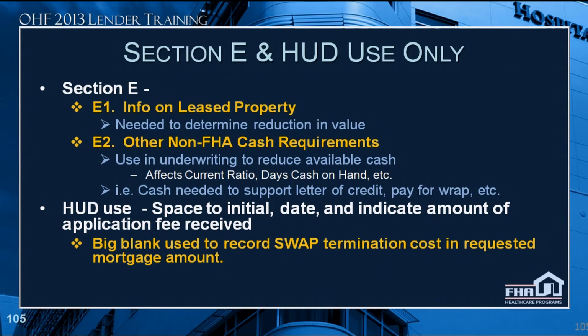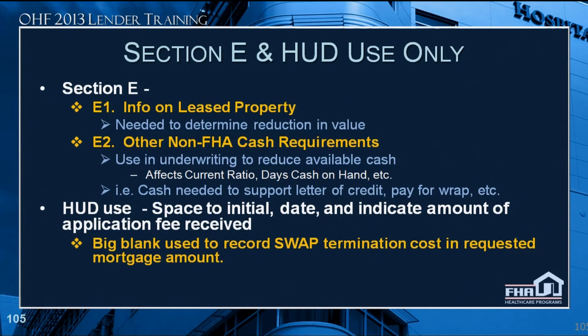It's used in underwriting to reduce the... Now there's another box there, E2, and that's your other non-FHA cash requirements. So let's say I'm using bonds. I've got a bond sale out here, and the bonds are asking me to, or I'm going to have a letter of credit out here, and they're asking me to post so much money. Whatever it is, if in order to get this deal to close it's going to take part of the hospital's cash, and it's outside of the FHA deal, which we had up above, you're going to put that number down here, or your estimate of it.